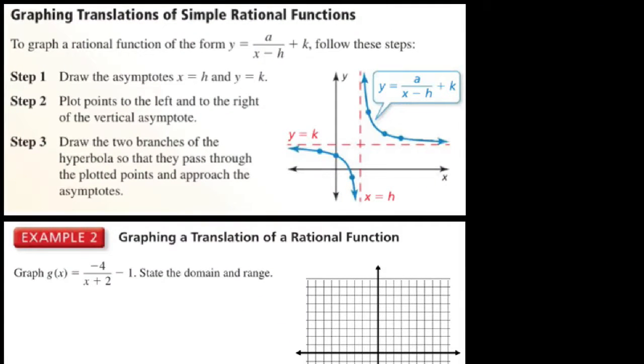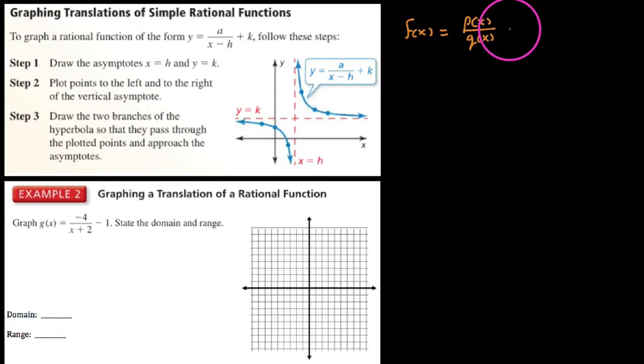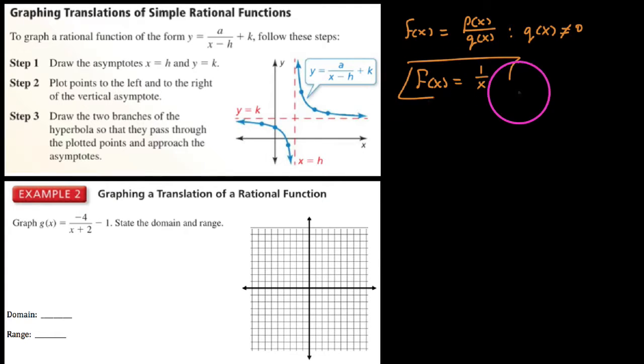Okay, YouTube, in our last video, we looked at the graphs of simple rational functions. Just to refresh our memories, a rational function is any function of this form, f of x, where we have a polynomial over another polynomial. And by the way, our q of x polynomial can't divide by 0. So what we were looking at specifically were functions of the form a over x, and in particular we looked at the function 1 over x.